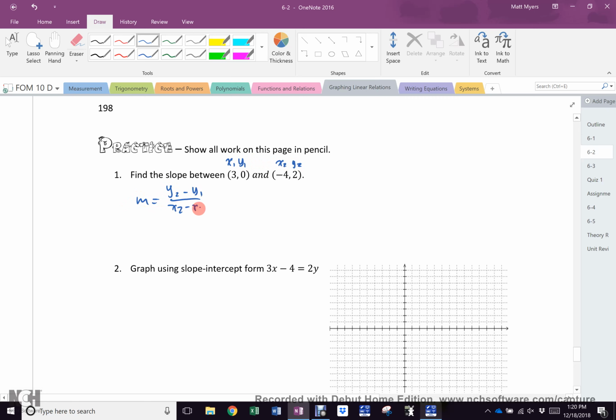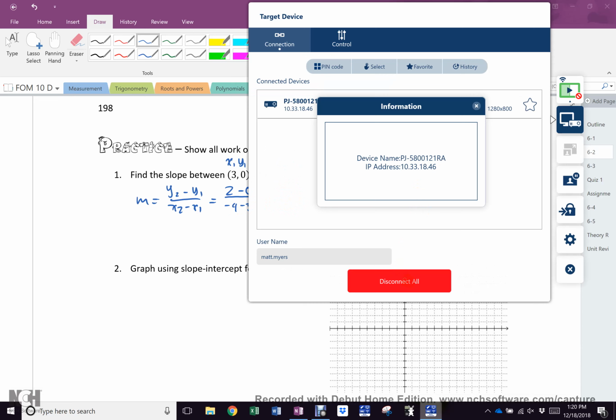Slope-intercept form. Slope-intercept form, we talked about that for a whole day. Slope-intercept form is y equals mx plus b. Does that look like that? Not quite. What's different? The y is not isolated, is it? So I can rewrite this as 2y equals 3x minus 4.